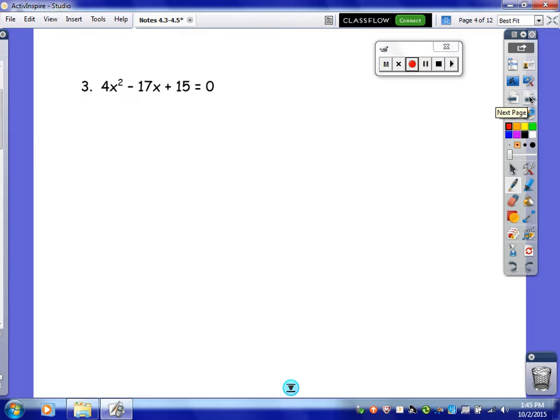Alright, look at our next problem. Alright, it's already in standard form. Doesn't have a GCF. Always look for GCFs, greatest common factors, when you go to factor something. This one doesn't have one, so let's do the A times C method. So 4 times 15 is 60, so it multiplies to give you 60, but adds to give you negative 17. Alright, how about negative 12 and negative 5.